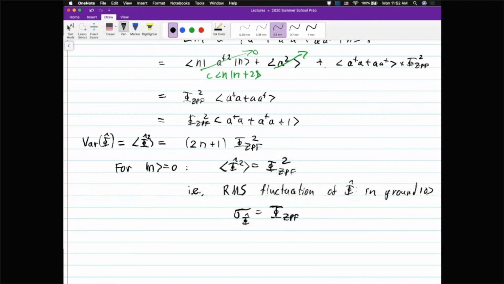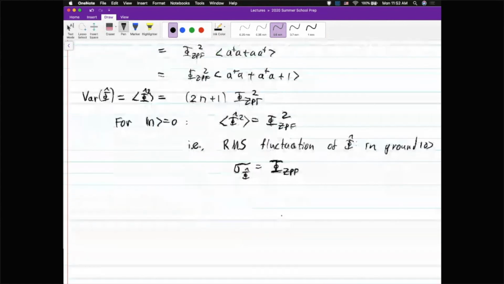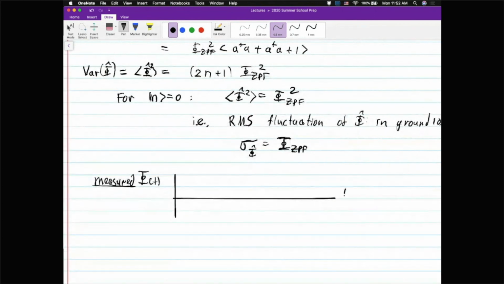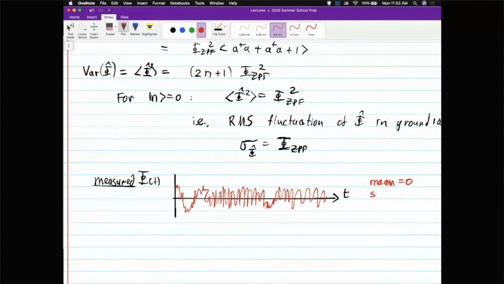And that's exactly why we call phi ZPF the zero-point fluctuations. So what does that mean? That means that if I was trying to measure the magnetic flux as a function of time of the oscillator, what I would see is that the magnetic flux is some value which fluctuates. I'm just trying to represent a noisy signal which has a mean of 0 and a standard deviation of phi ZPF.